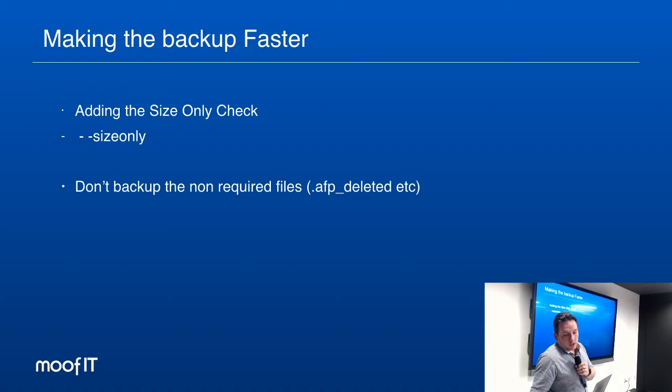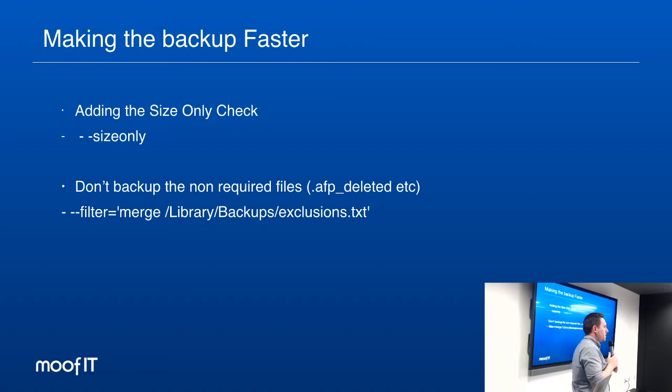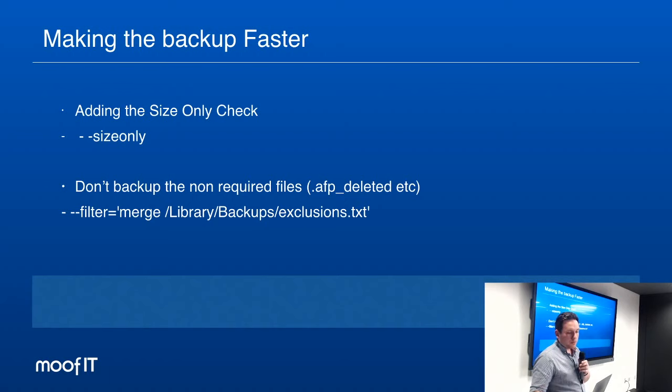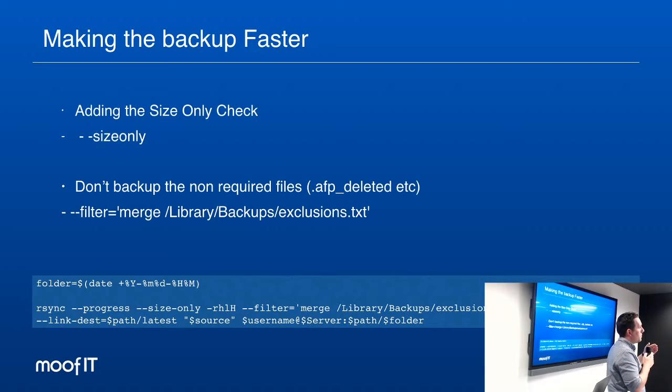Don't back up files you don't need, i.e. the .afp deleted hidden files, the DS store files, you get the idea. And these would be kept in a .txt file in a line separated value. So there is a list of files that have these file types excluded, and then store them somewhere centrally. So we chose library backups and a file go. And then you merge that into the backup script. So now it looks like that. So it's starting to grow and starting to become a backup option.